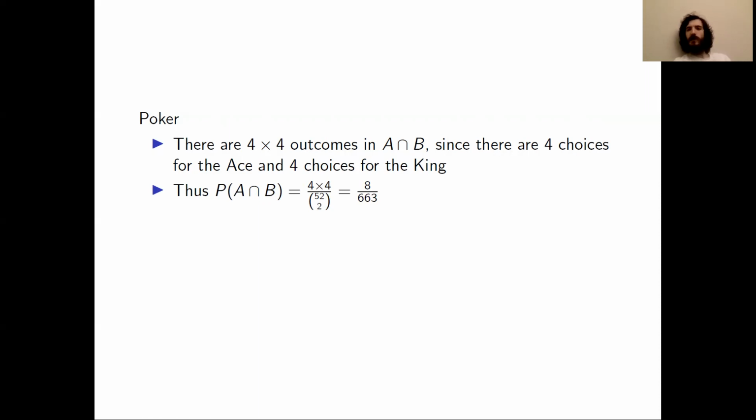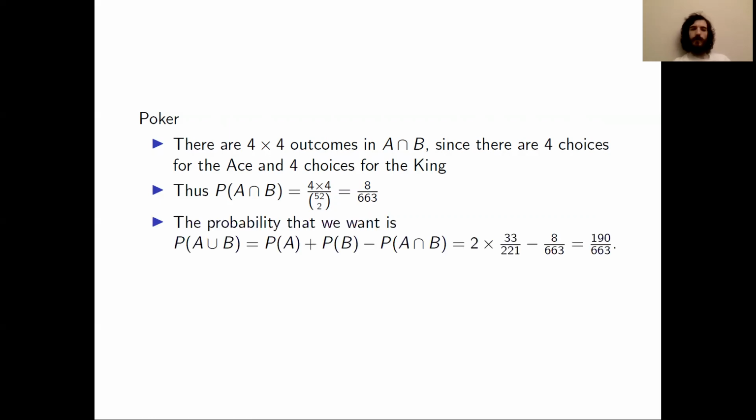Now we're ready to apply the two-set inclusion-exclusion principle. So the probability that we want is the probability of A union B, which is equal to the probability of A plus the probability of B minus the probability of A intersect B. So we get 2 times 33 over 221 minus 8 over 663. That leaves us with 190 over 663. Before we finish this problem though, let's talk about another way to solve it that's much faster than the inclusion-exclusion principle, using another tool that we discussed pretty recently.